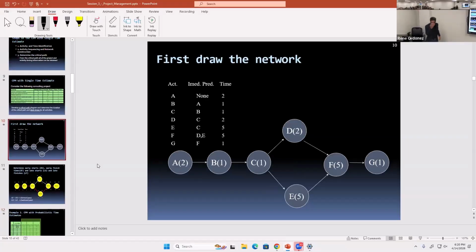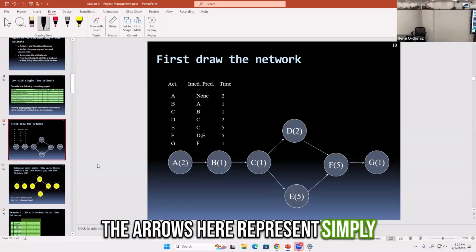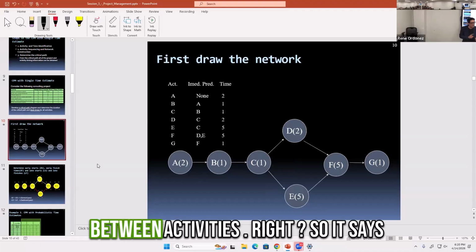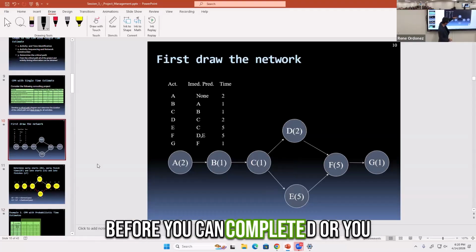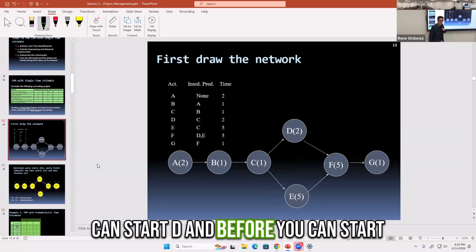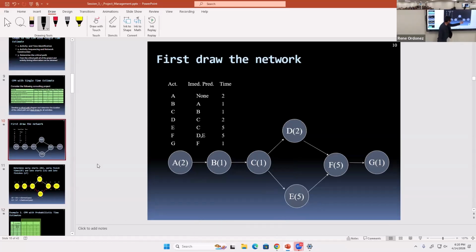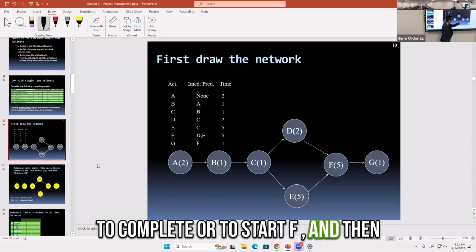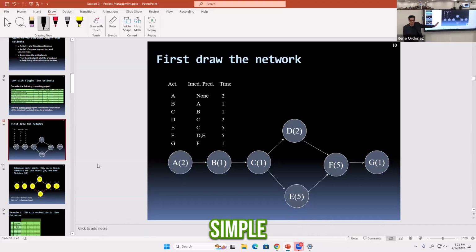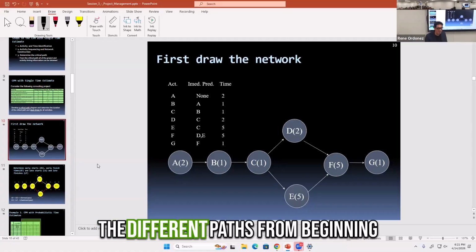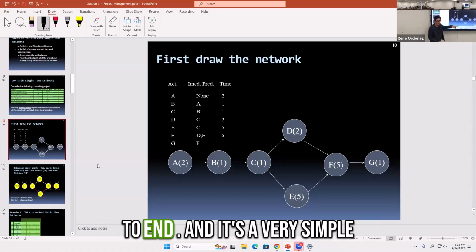Okay, so the arrows here represent simply directional relationships between activities, right? So it says here that C is needed to complete before you can start D, and before you can start E. And then D and E are needed to complete before you can start F, and then F is needed to complete G. So in this simple diagram, we will identify the different paths from beginning to end.